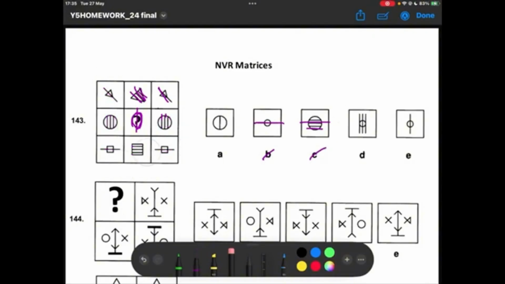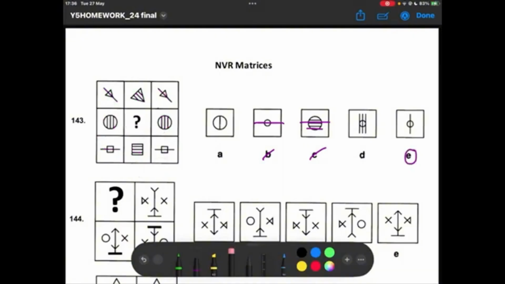Now we've just got to decide the number of lines. So here there's 1, 1, and 1, 2, 3. 1, 1, 3. 1, 1, 1, 1, 2, 3, 3. And this one's got 1, 2, 3, 1, 2, 3. So in this one, I'm assuming they're just going to be 1. So it goes 1, 3, 1, 3, 1, 1, 3, 1, 3, 1. So the answer for this one is E.